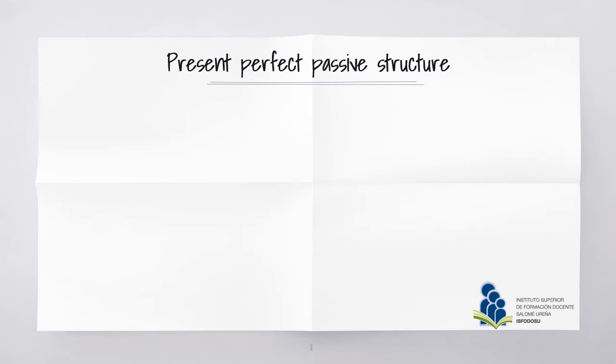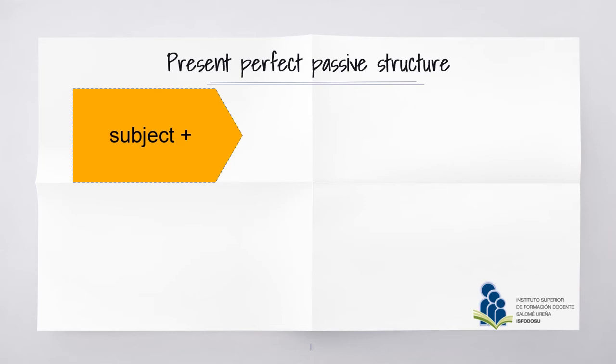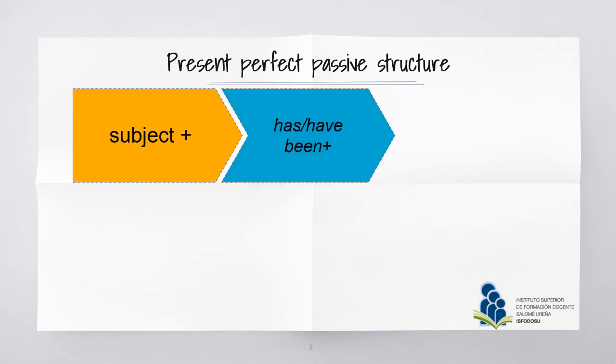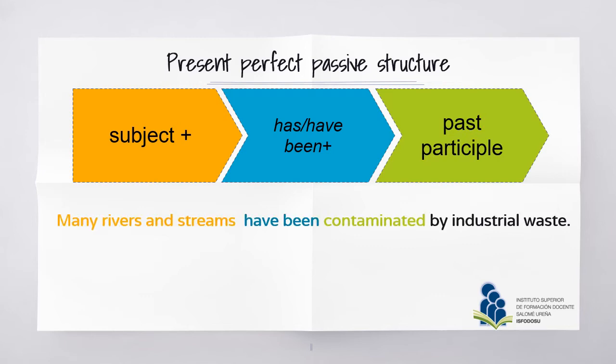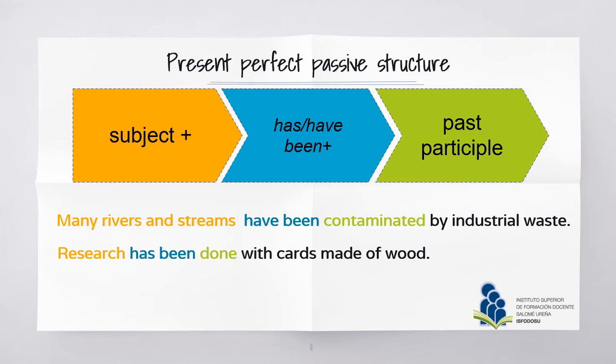For the present perfect passive, we have to put the subject at the beginning of the sentence, followed by has or have been, plus the past participle. For example, many rivers and streams have been contaminated by industrial waste. Research has been done with carts made of wood. Several forests have been cut down.